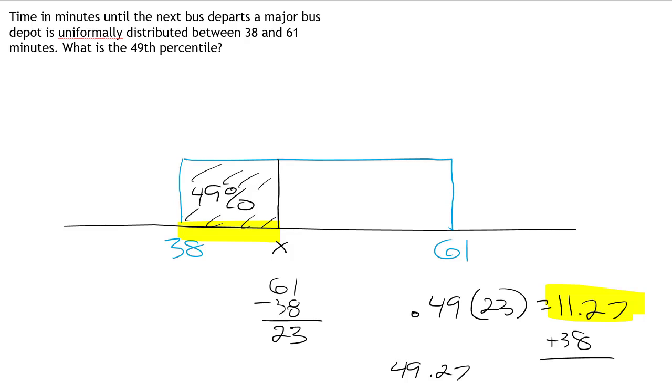Okay, but that's the process. It's real simple. You just got to figure out whatever percentile you're looking for. It's that percentage of the overall width. Then take that length and add it to the lower bound of your distribution, and that will give you the x value that corresponds to that percentile.